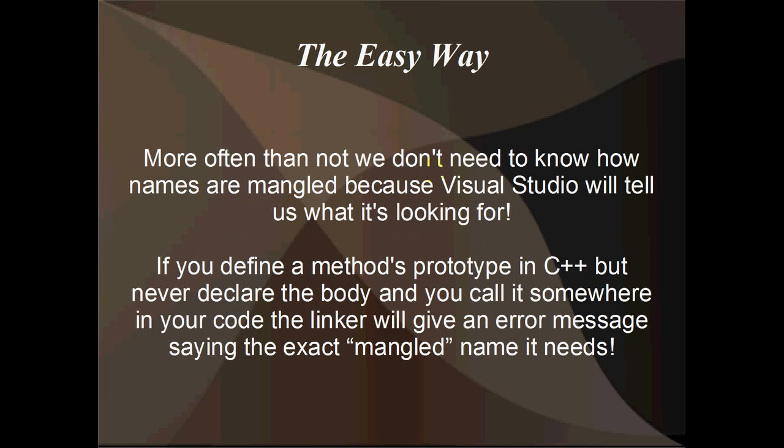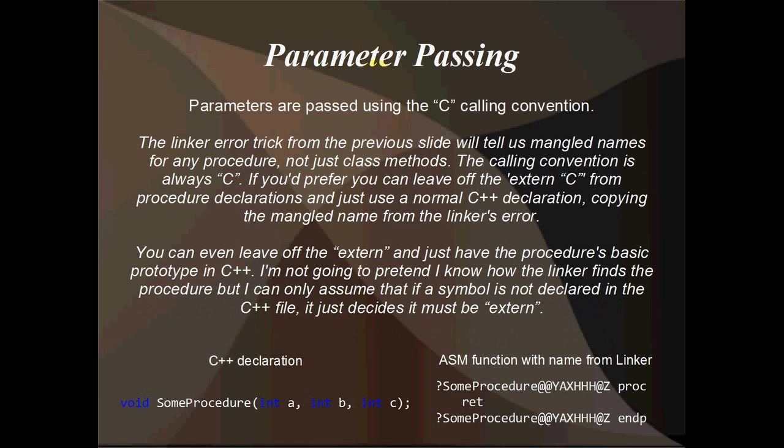Here we go. More often than not, you don't need to use the mangled names, or you don't need to know how they're constructed, because Visual Studio is going to tell us what it's looking for. More precisely, it's the linker. If you define a method's prototype in C++ and you never declare the body of the method, and you try and call it somewhere in C++, the linker is going to give us an error. And in that error, it's going to say the exact mangled name that it's looking for. So we'll have a look at that at the end, but that same trick, getting the mangled name from the linker, we'll use time and time again in this tute.